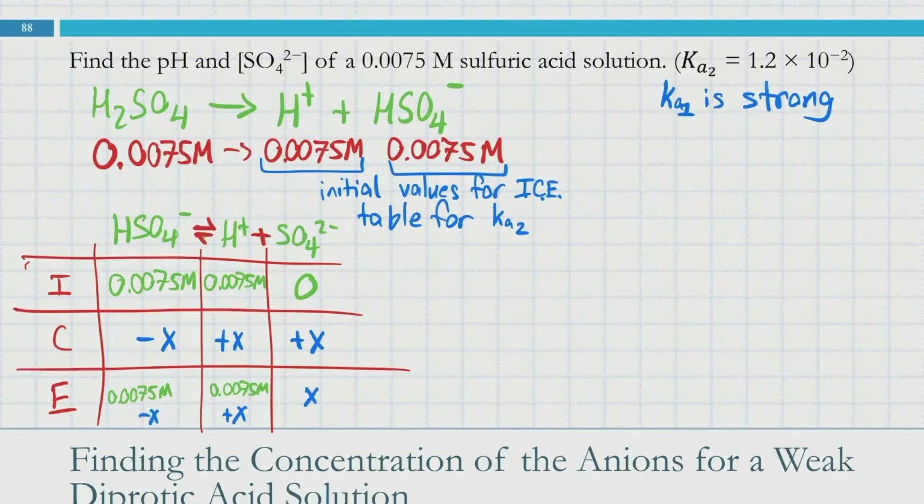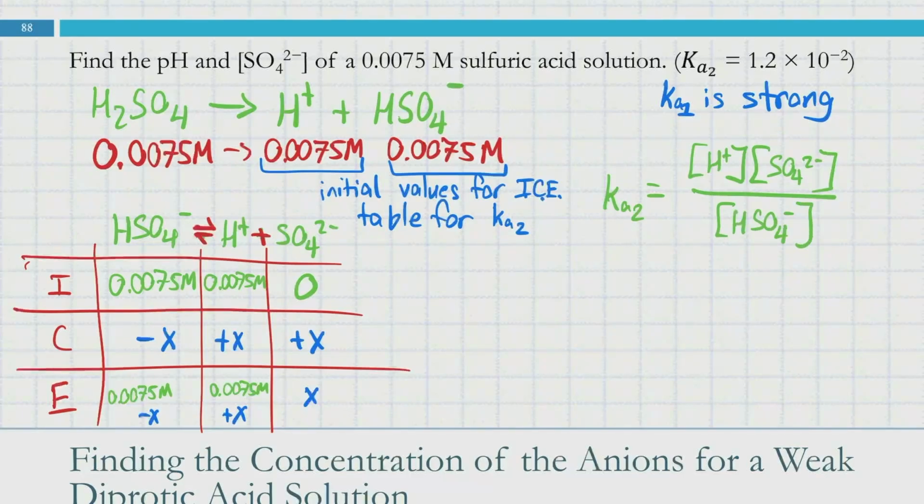And then we write out our Ka expression like we have before. So Ka2, in this case, it's going to be H plus and SO4 2 minus on the top, and our HSO4 minus concentration on the bottom.